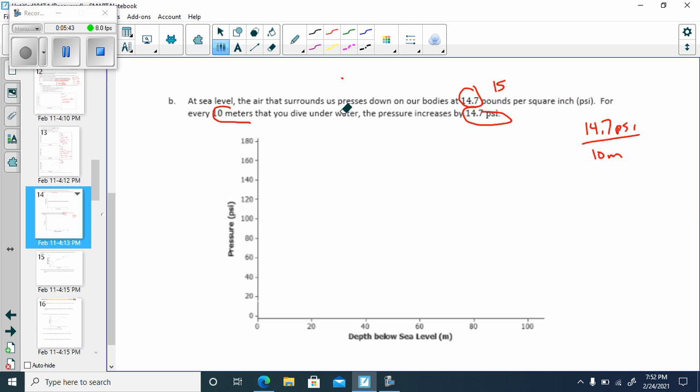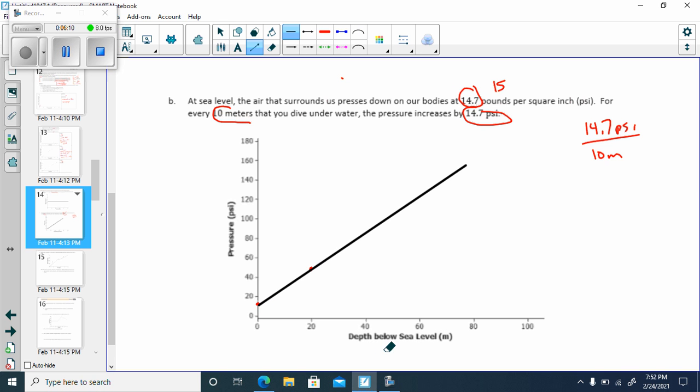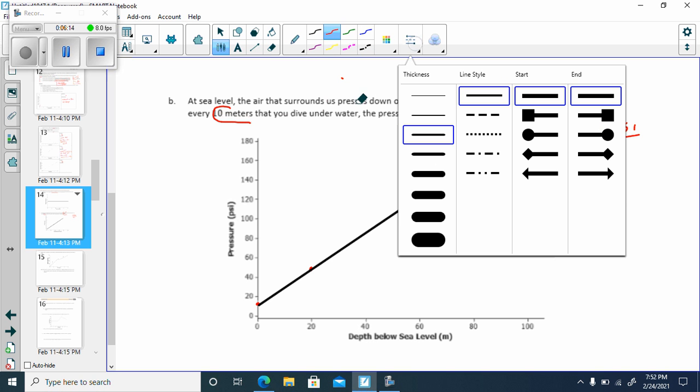Okay, so where do we start? At zero depth, that's at sea level, it's about 15, so that's close to the 20. And then each 10 meters is going up another 15, okay? Be about 30, be about 45, somewhere in here. And it's going up, so you're talking about a line that looks like this. This is an increasing function.